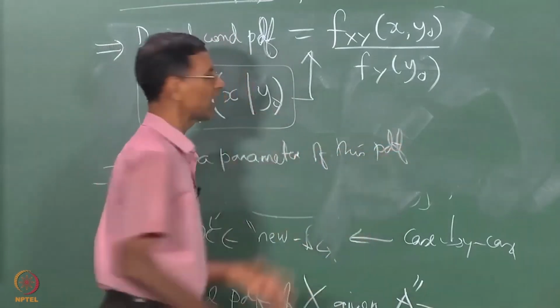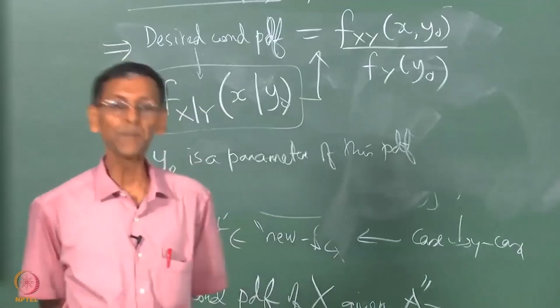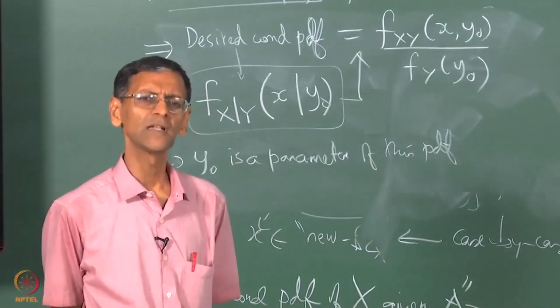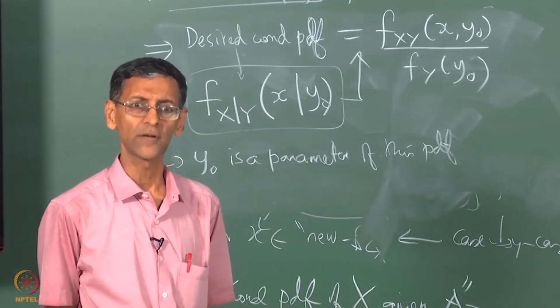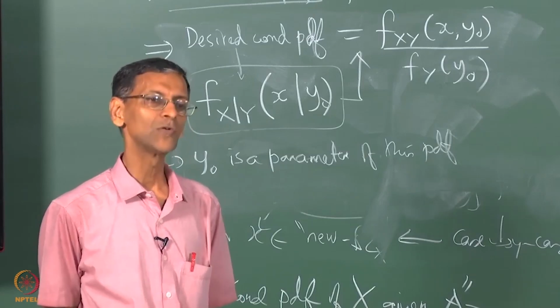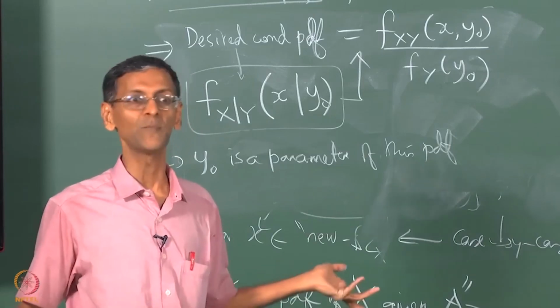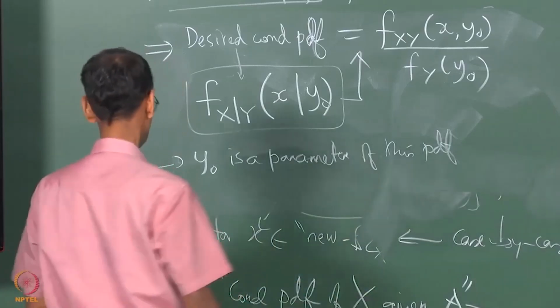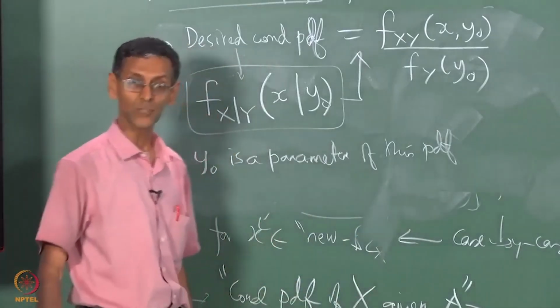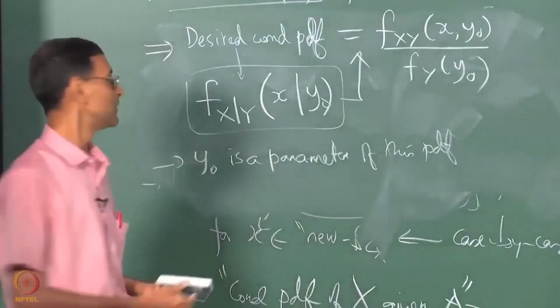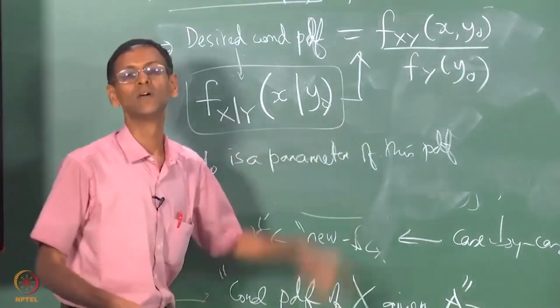And obviously for different values of y naught you are going to get different PDFs. I think we saw this in the discrete case already. For different values of the other random variable you get a whole family of PDFs, if you look at all of them together. So this is not just one conditional PDF, it is actually an uncountable number of them, because we have an uncountable number of values of y.